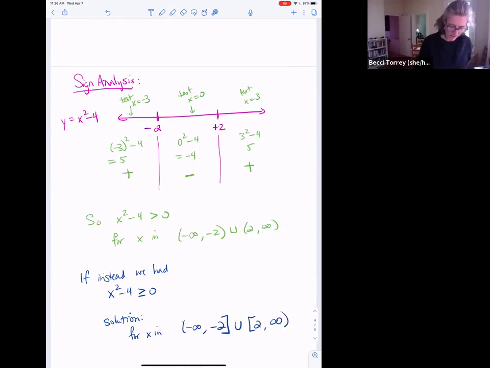Great, exactly. If we're looking for all the numbers where we can plug in x and get something that's positive or equal to 0, we have all the same numbers, anything that's less than -2 or anything that's bigger than 2, but we can also include -2 and 2 because those ones make it equal to 0. So we would get a slightly different answer over here.